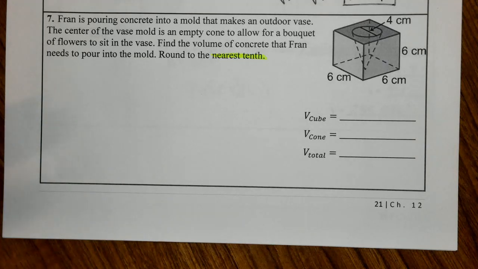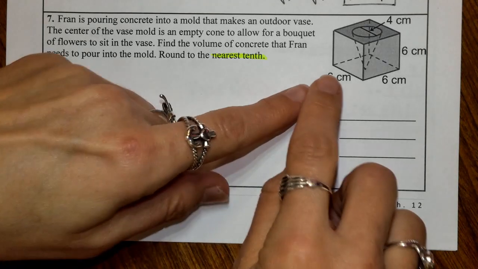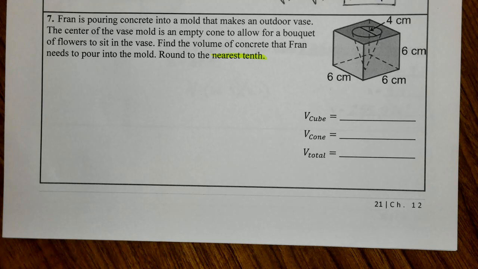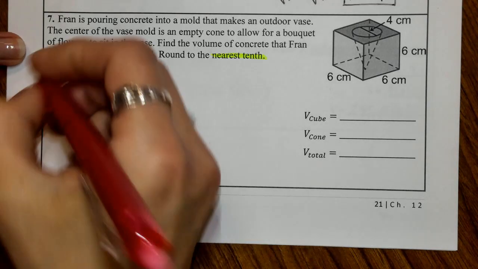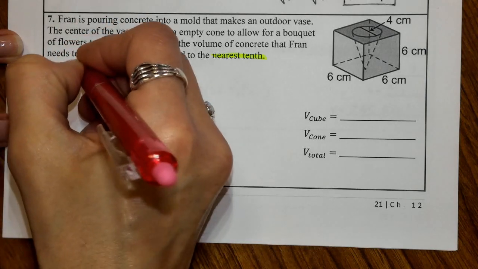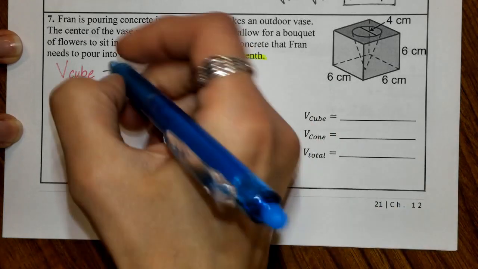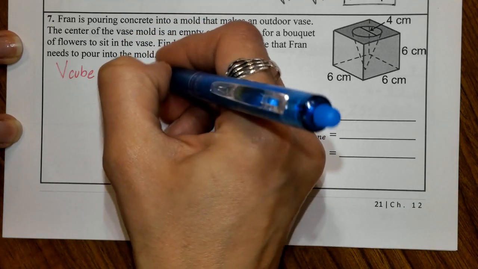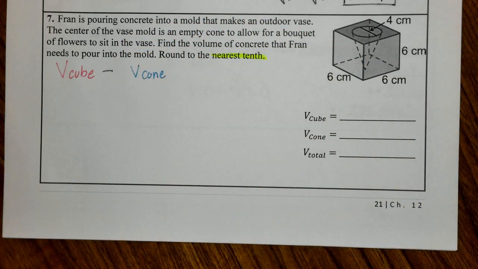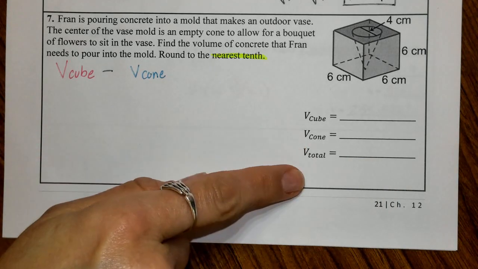What we're doing is we're taking a concrete cube. It's a cube because all edges are going to be the same. And we are cutting out or removing the cone. Cutting out or removing means subtracting. So we're going to have to take the volume of a cube and subtract the volume of the cone. And this will get us our total. And each one of these, we want separately.